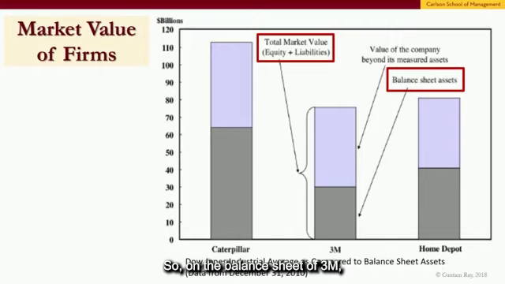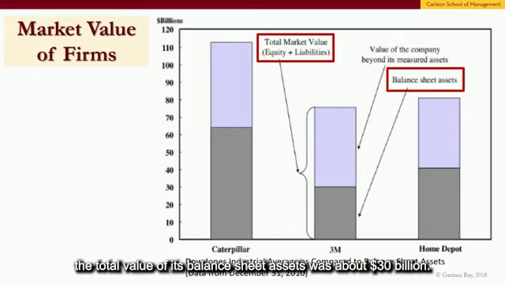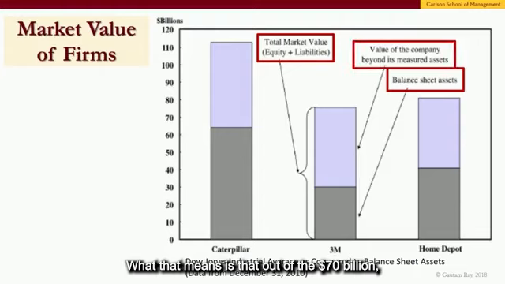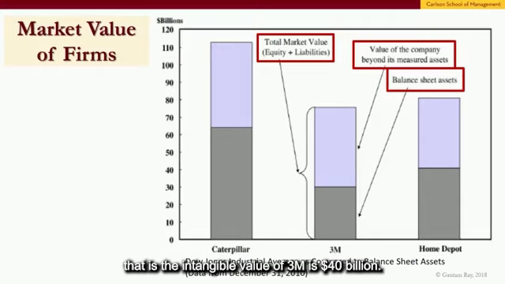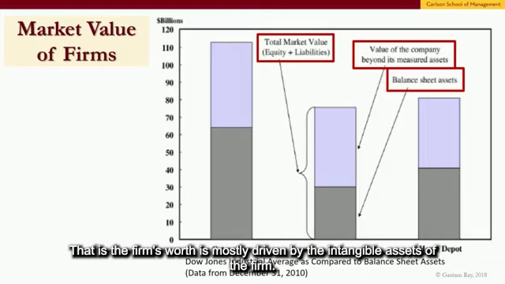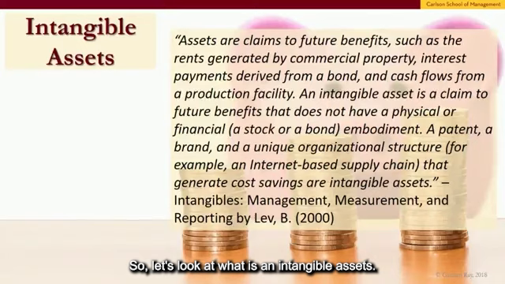So, on the balance sheet of 3M, the total value of its balance sheet assets was about $30 billion. What that means is that out of the $70 billion, $40 billion worth of the company is beyond its balance sheet assets. That is, the intangible value of 3M is $40 billion. That is, the firm's worth is mostly driven by the intangible assets of the firm. So, let us look at what an intangible asset is.